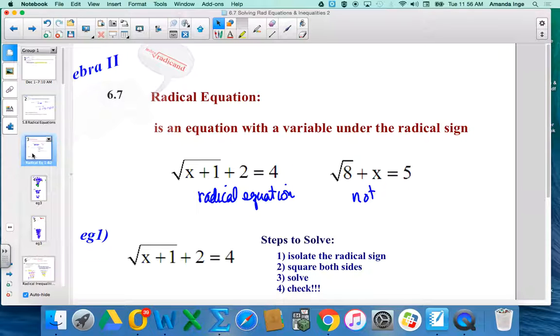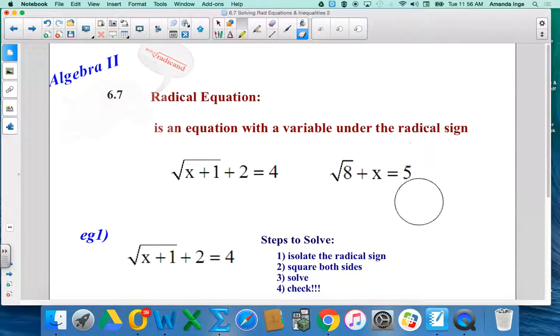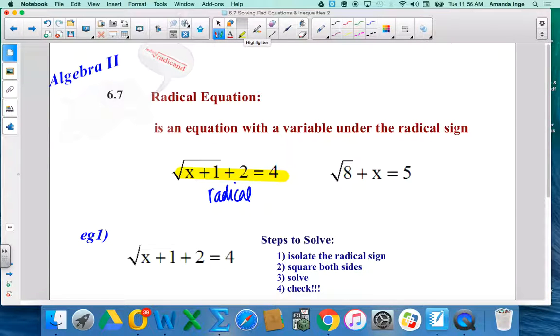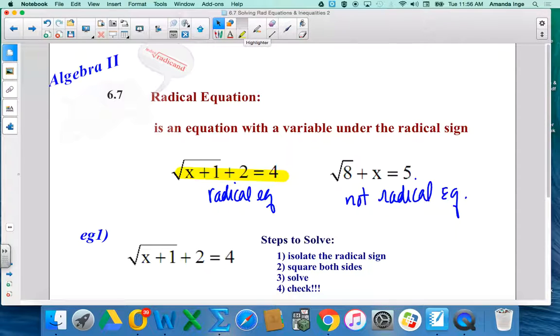So up here, I have two equations. This is a radical equation. It is a radical equation because it has a variable underneath the radical sign. This is not a radical equation because it does not have a variable underneath the square root symbol. So you just have to know the difference between the two.